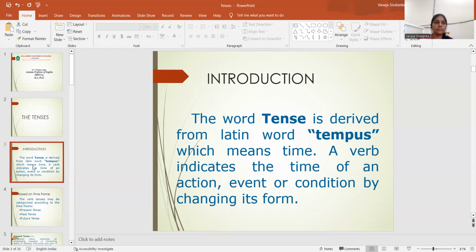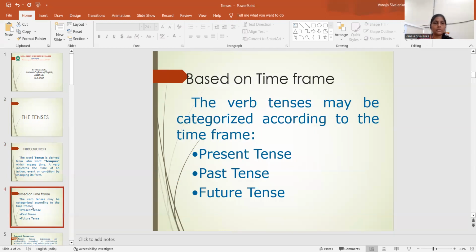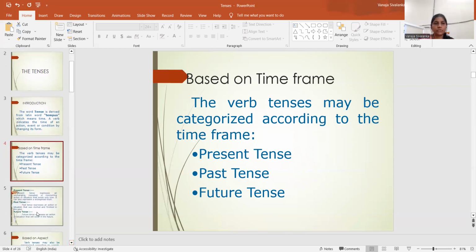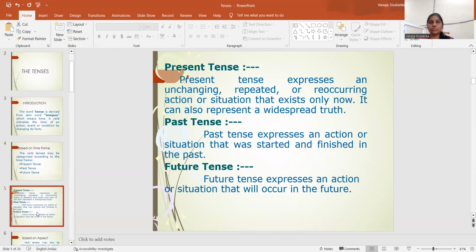So, tenses can be divided into present tense, past tense, and future tense. Present tense is further divided into simple present, present continuous, present perfect, and present perfect continuous tense.